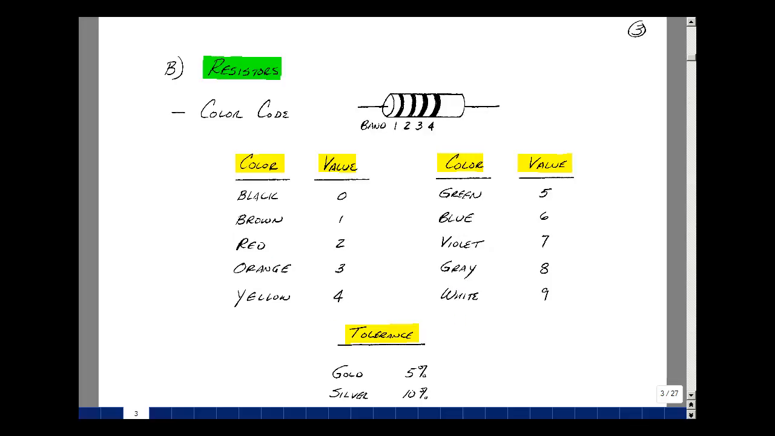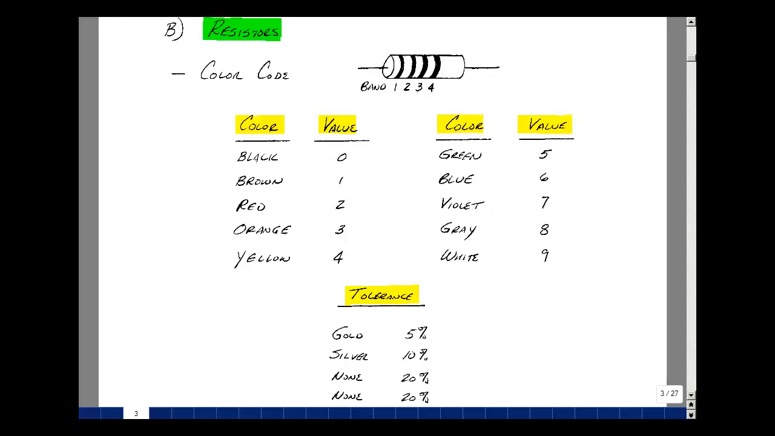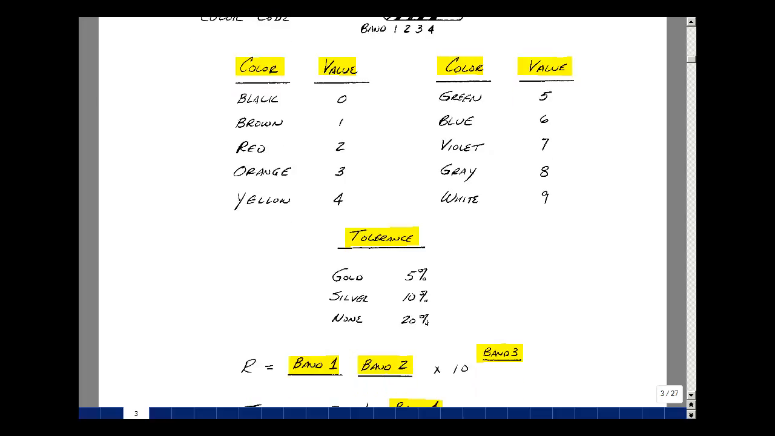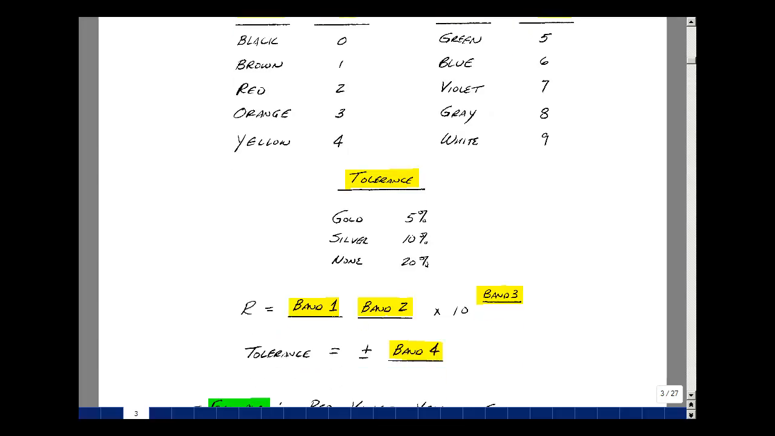The 4th color is either gold or silver, or is actually left blank, and there's no paint. So each of these bands are placeholders, and let's see how we can put together the nominal value of resistance. The first band is a placeholder, the second band is a placeholder, and the third band is the power of 10. And then the 4th band tells us the tolerance of the resistance.